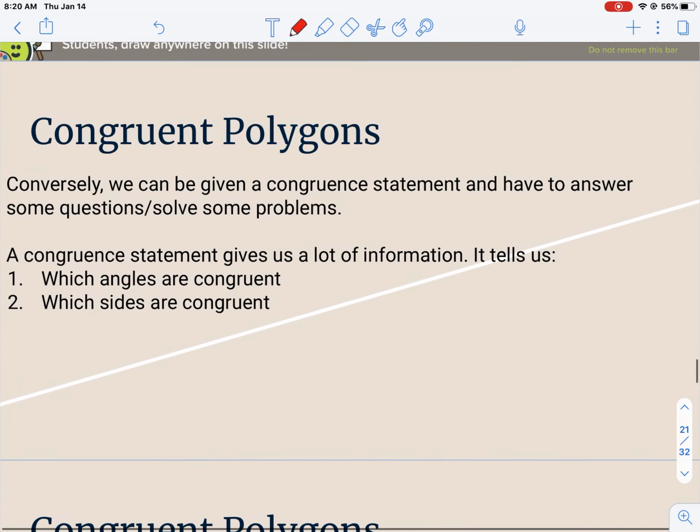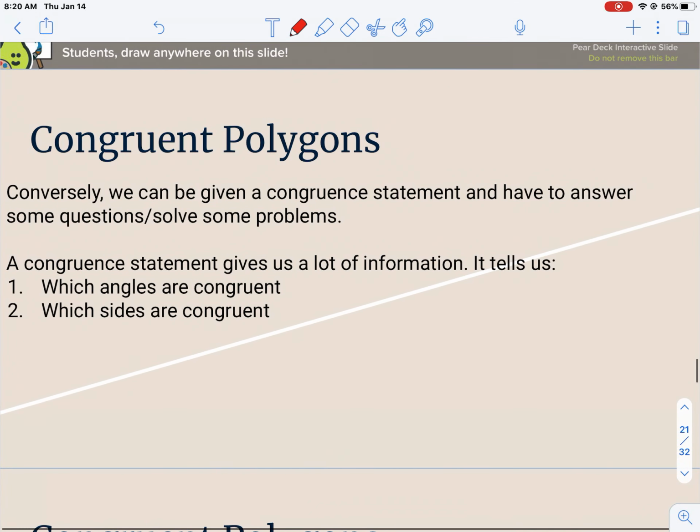All right, so now we want to look at what if, Mr. Enzi, they don't have any slashes or arcs, and they just tell us the congruent statement. What can I do, or how can I find out which parts of the triangles are the same? The congruent statement does tell you which angles are congruent and which sides are congruent.